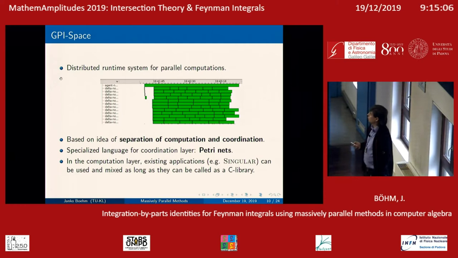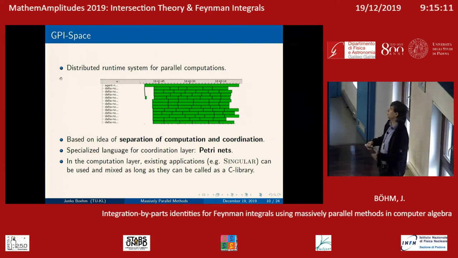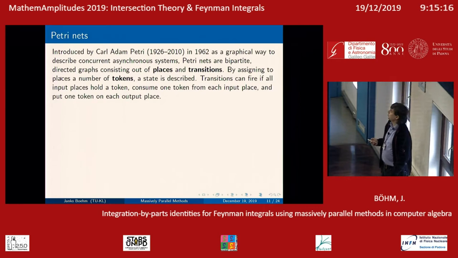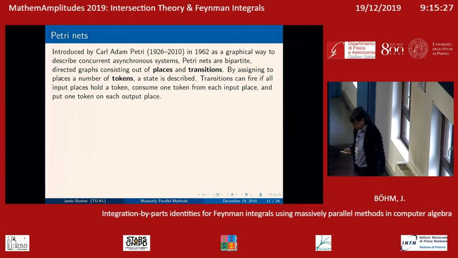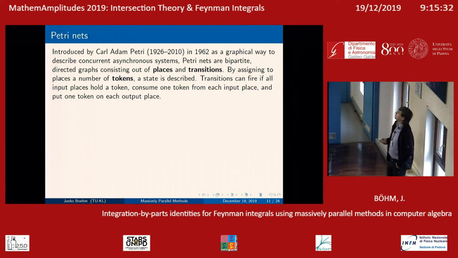And in the computation layer, on the other hand, you can use, say, Singular procedures, but you could call anything which is callable as a C library. So these Petri nets were introduced by Carl Adam Petri as a graphical way to describe concurrent asynchronous systems. Yeah, I guess the world is such a thing also, right?